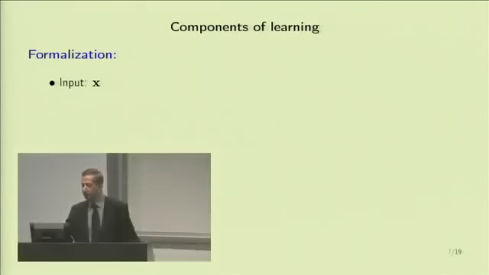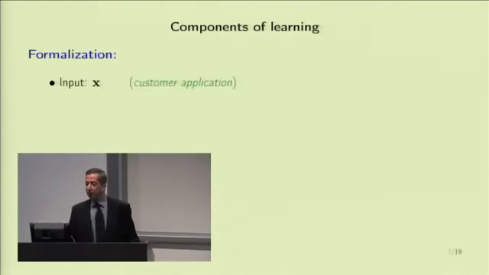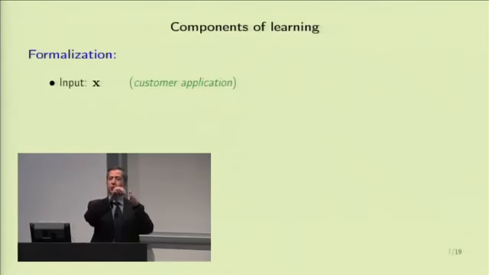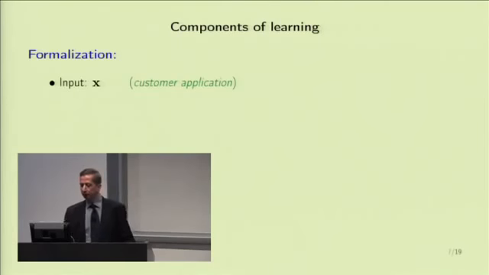So let's formalize this. First, we are going to have an input, okay? And the input is called X. Surprise, surprise. And that input happens to be the customer application. So you can think of it as a d-dimensional vector. The first component is the salary, years in residence, outstanding debt, whatever the components are. You put it as a vector, and that becomes the input.